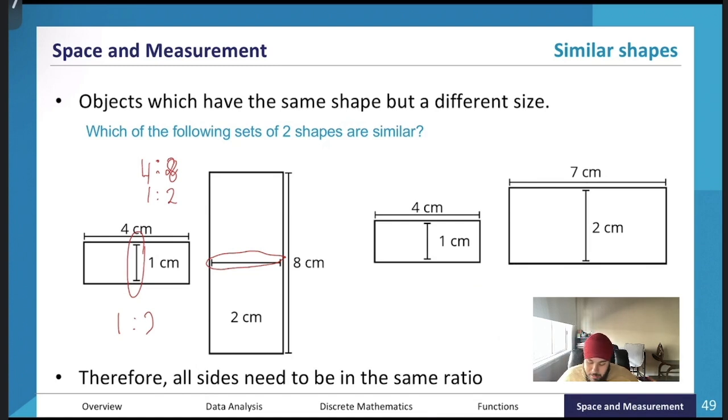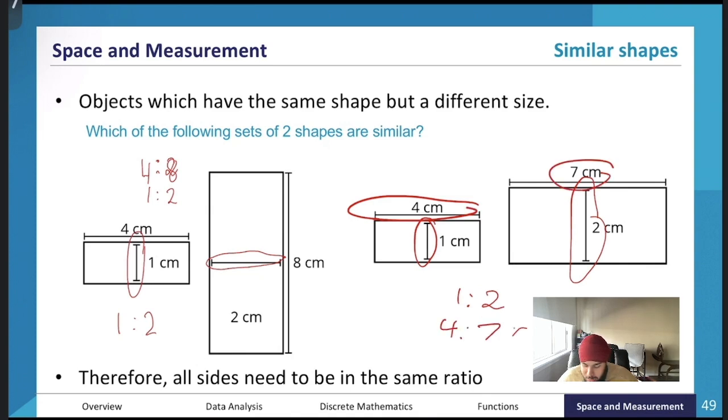Now this one, this side still has the ratio 1 to 2, okay? But these sides have the ratio 4 to 7, which cannot be simplified to 1 to 2. So these are not similar shapes because they have different ratios. For something to be a similar shape, all sides need to be in the exact same ratio.